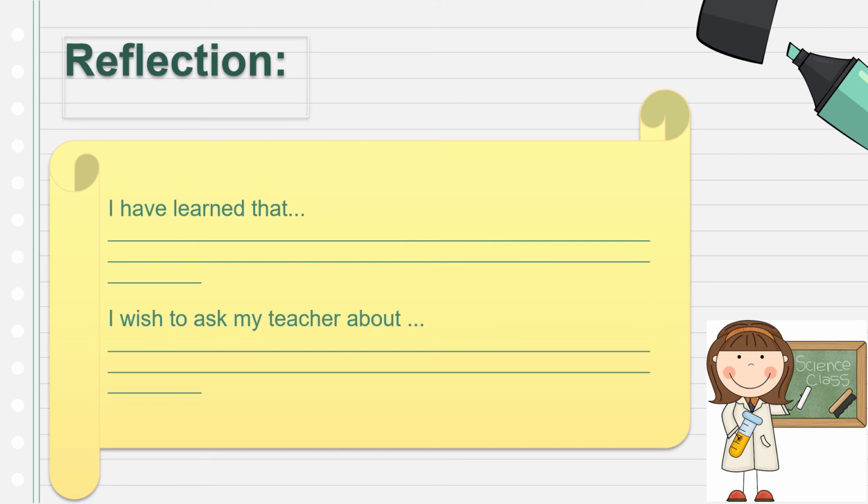We are now at our reflection part. You can get your notebook or any clean sheet of paper and write your learnings about this lesson. You can also ask your teacher about something that you would like to know regarding this topic. You can start by writing, "I have learned that," or you can write, "I wish to ask my teacher about."